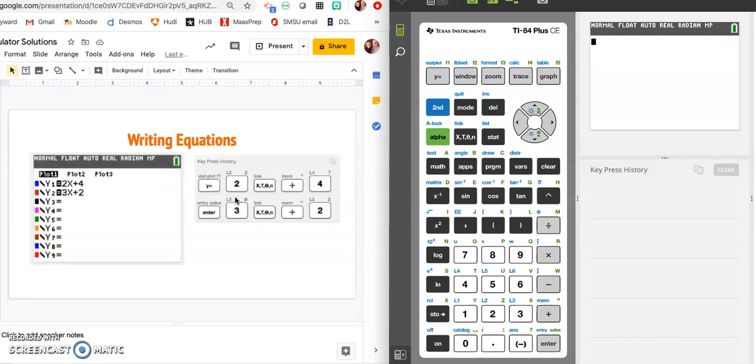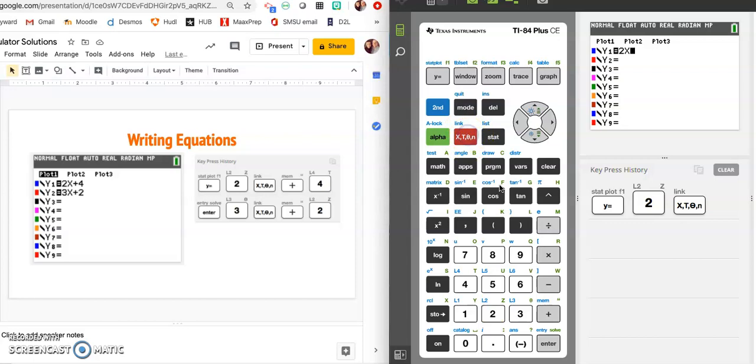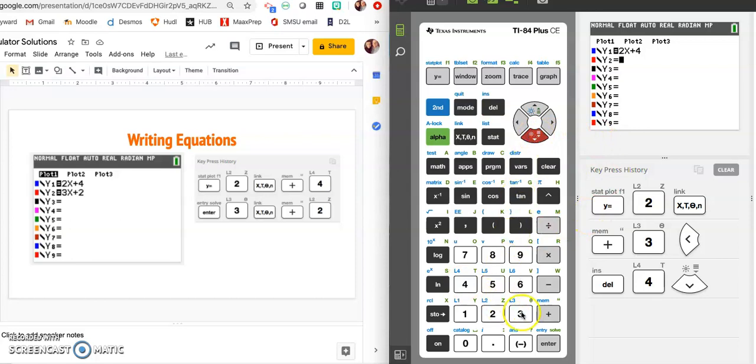We are going to write equations. The first thing that we do is go to the y equals button, and we can type in those two equations. So I have 2, and this is my x button right here, plus 4. So I can go back, highlight over it, hit delete, 4, and then I can go down, and I have 3x plus 2.